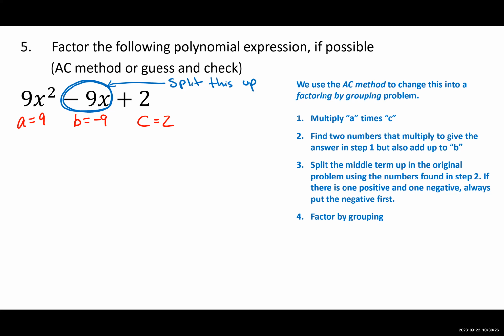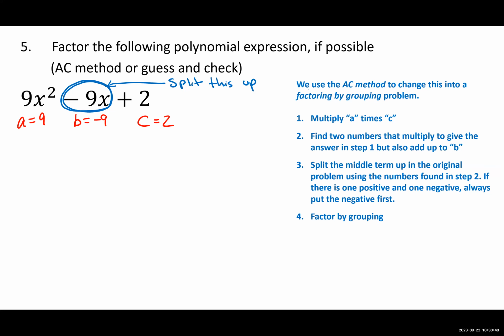The 9x squared is going to stay 9x squared. The plus 2 is going to stay plus 2. But for factoring by grouping, we need 4 terms. So we're going to take that middle term and split it up into 2. Now, the way we decide how exactly to do that, follow these 4 steps on the right side of your screen.